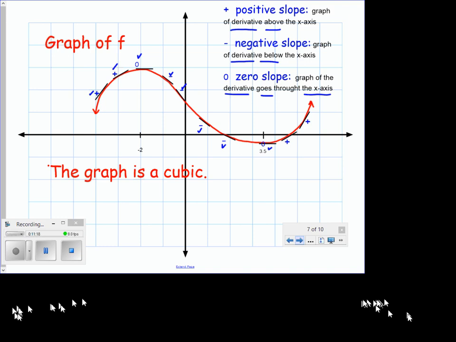I think it's important you get this graph on your paper first, and this can be paused at any time, so you can get it copied. And then we will look at the graph of the derivative, and that's what we're going to be working on in our worksheet today. So again, the positive slope will be above the x-axis, the negative slope will be below the x-axis, and the zero slopes will go through the x-axis. So let's look at the answer.